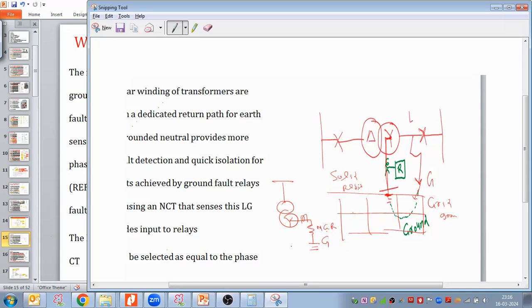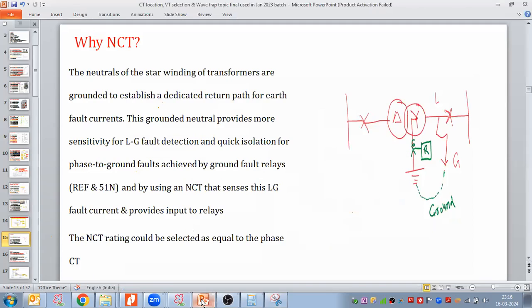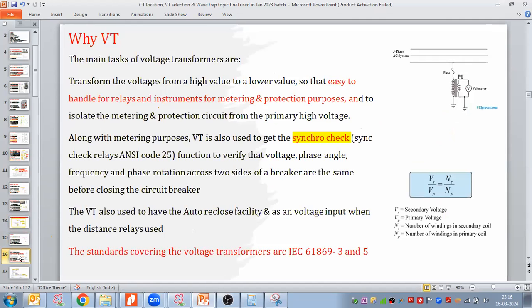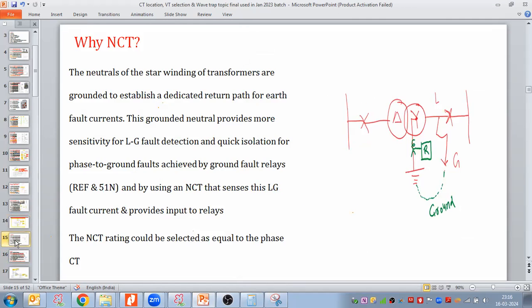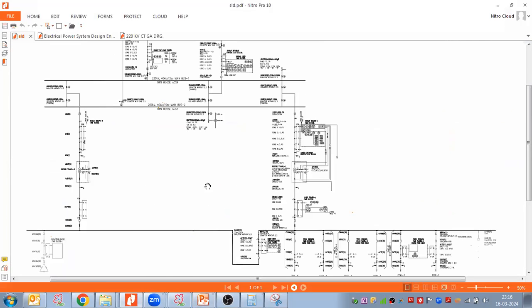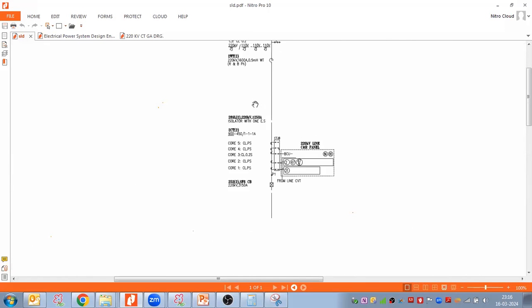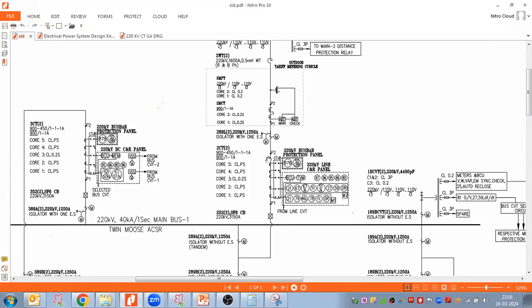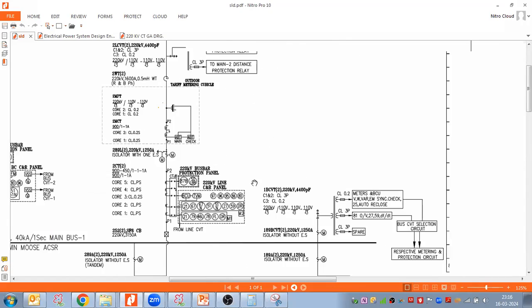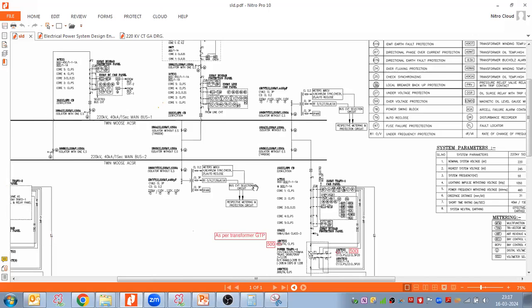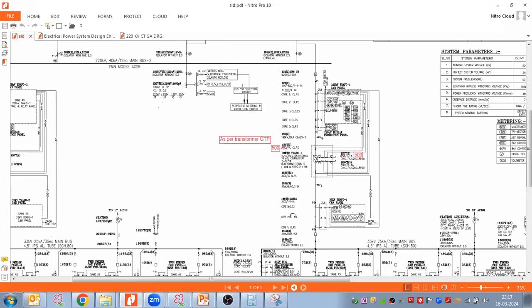Anyway, this point we will discuss in the earthing, grounding module in detail. After that we have the VT. For CT, I think I have touched all the points that are required to prepare the SLD for CT equipment.